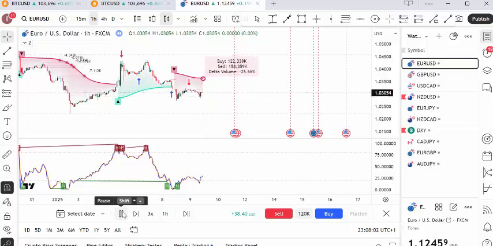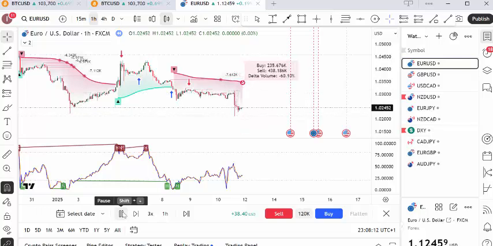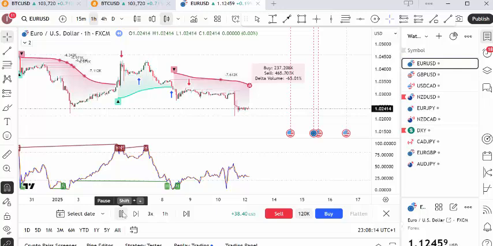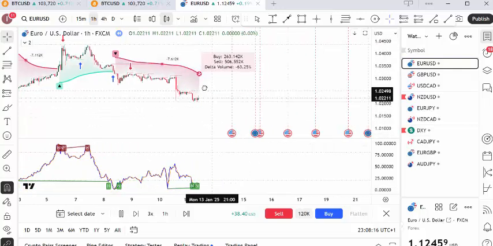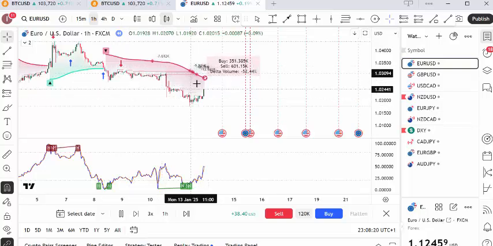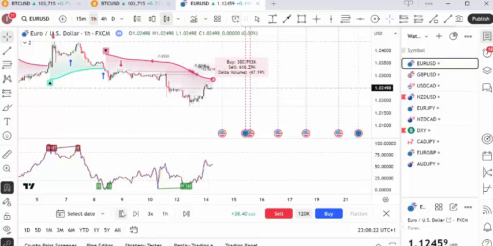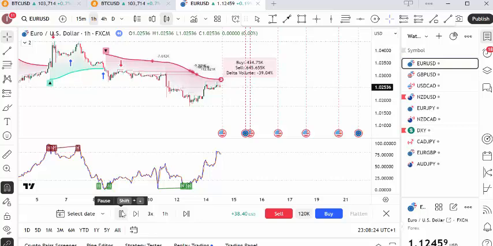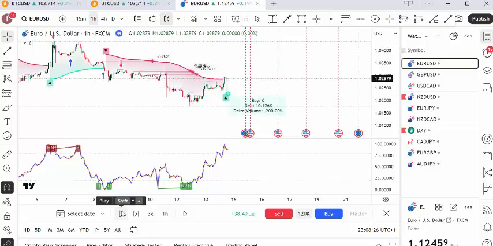Okay. So we're just following everything. No, we're not taking this order because this is a bullish order, and the market trend is bearish. So we wait. Wait. Do we have bearish? No bearish.